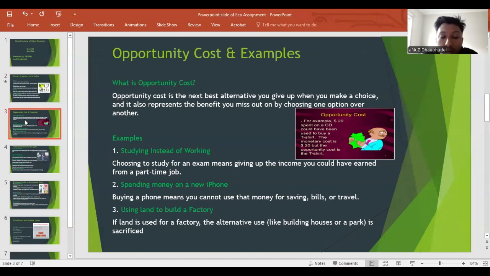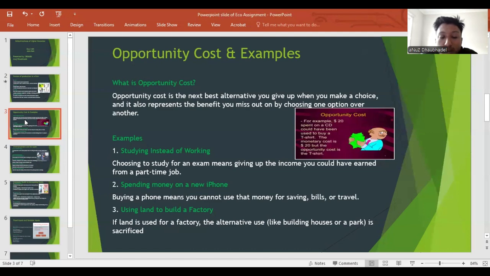So the second example is spending money on a new iPhone. The money spent on the phone could have been used for savings, bills, or travel. So the benefits you miss from these alternatives are the opportunity cost.